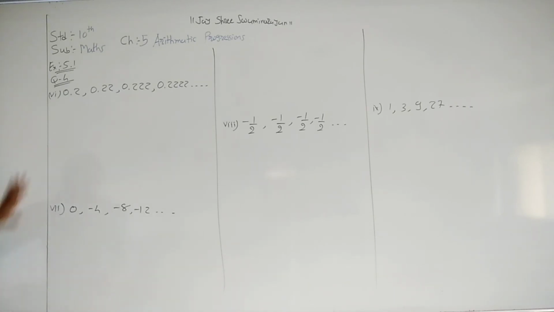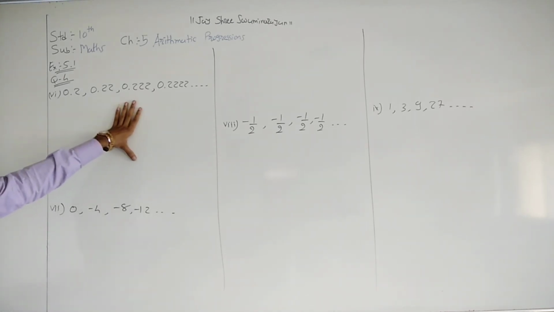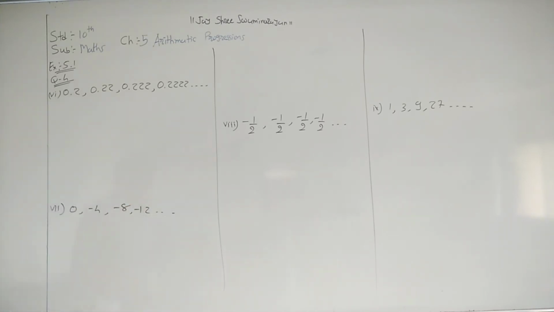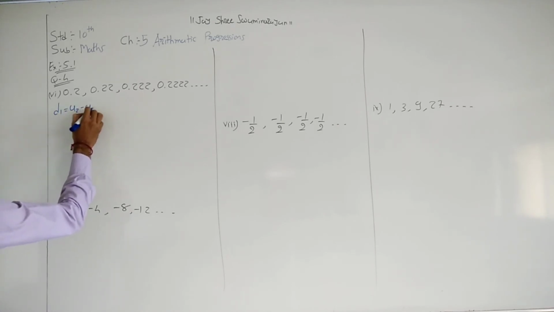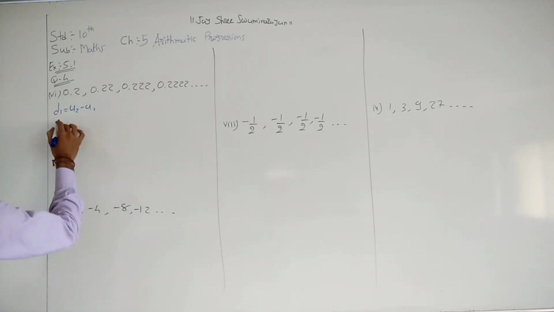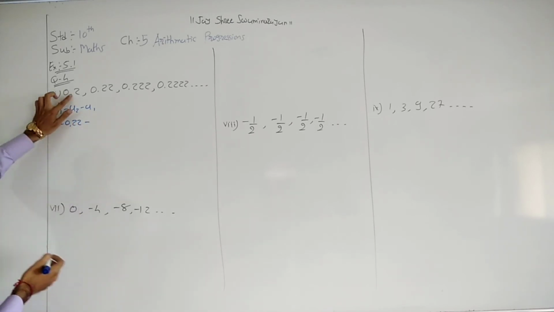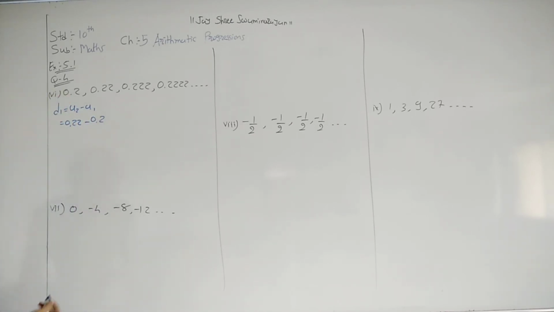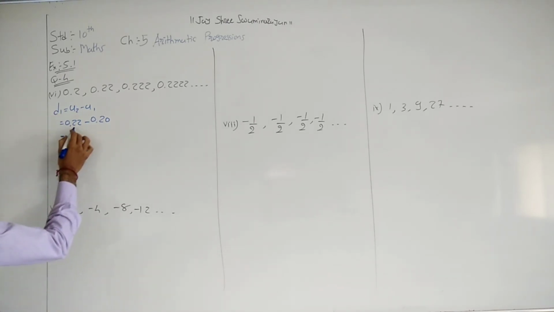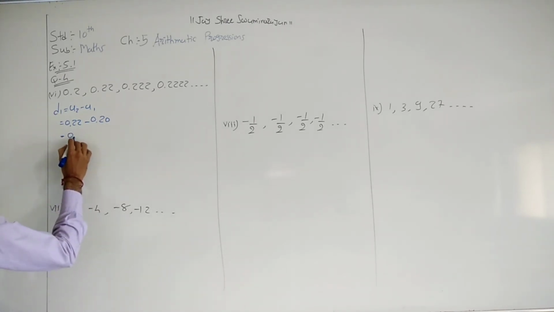So here our question number 6 is 0.2, 0.22, 0.222, 0.2222, up to infinite. First of all, find the difference D1. That means A2 minus A1, where A2 means the second term and A1 means the first term. Here we need to subtract 0.22 minus 0.2. Here we can put a 0. So 0.22 minus 0.20 is 0.02.